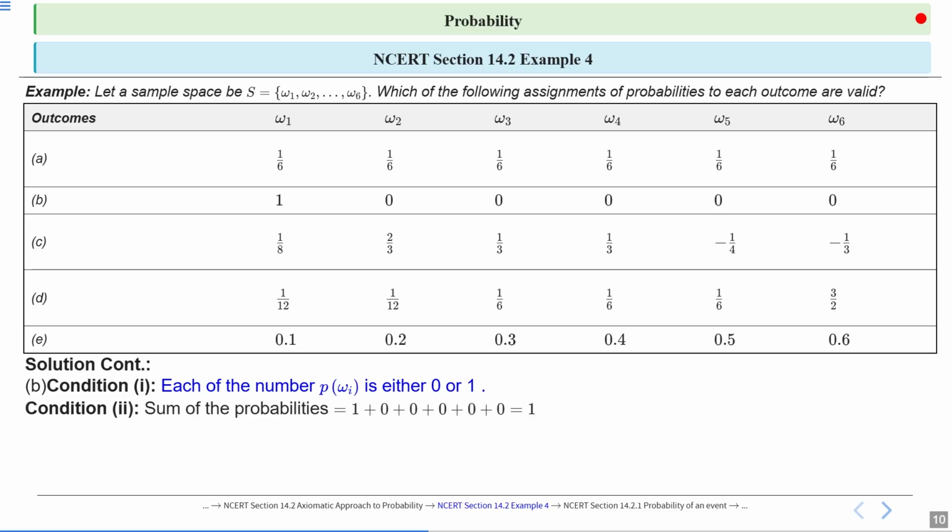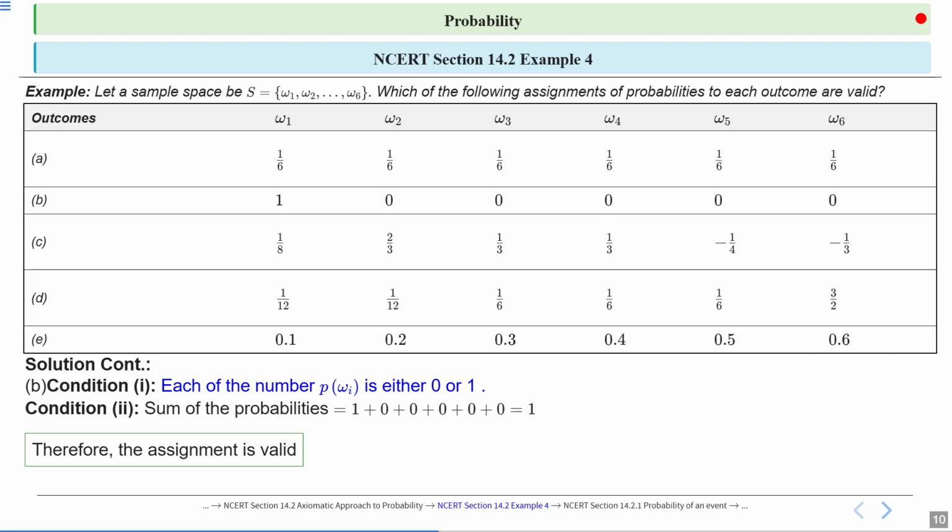And then take condition 2. Now take the sum of the probabilities. The sum of the probabilities is equal to 1 plus 0 plus 0 plus dot dot dot up to plus 0, and this is nothing but equal to 1. So here the sum of the probabilities is equal to 1 and each number is either 0 or 1. So it satisfies condition 1 and condition 2. Therefore assignment B is also valid.